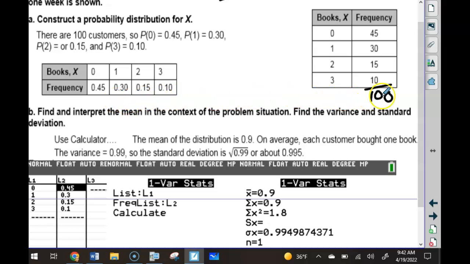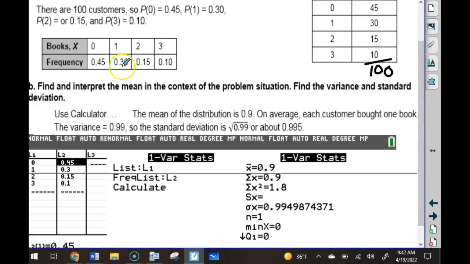So I'm just going to talk you through this and then we'll do one together. Is that okay, guys, if we don't take time to type this one in? So I put in 0, 1, 2, 3 in list 1, the probability in list 2, and then I did the one variable stats where the list is list 1, the number of books. The frequency list is the probability that they bought that number of books. And then I calculated the one variable stats and we're looking at the mean.